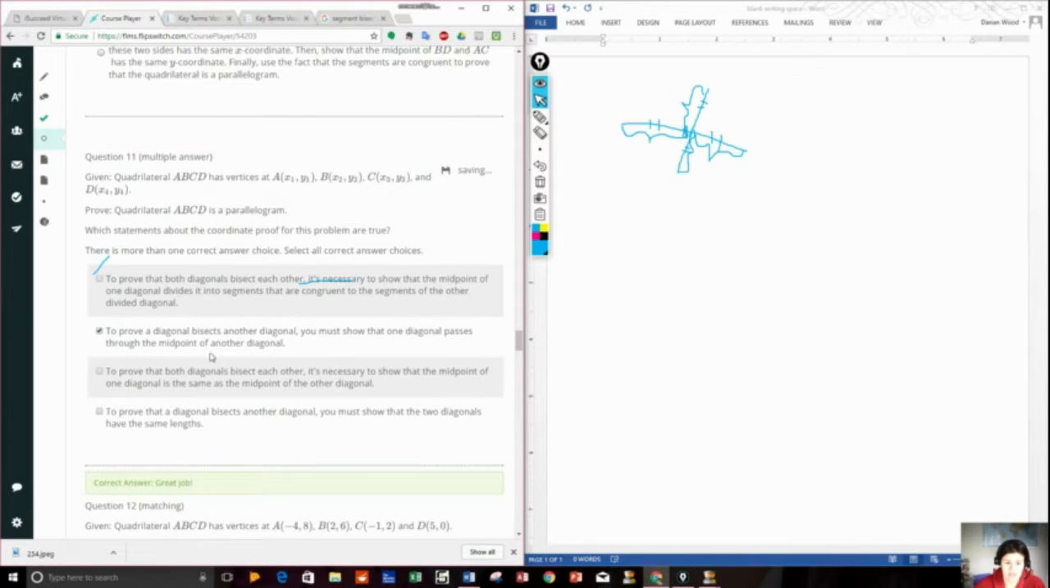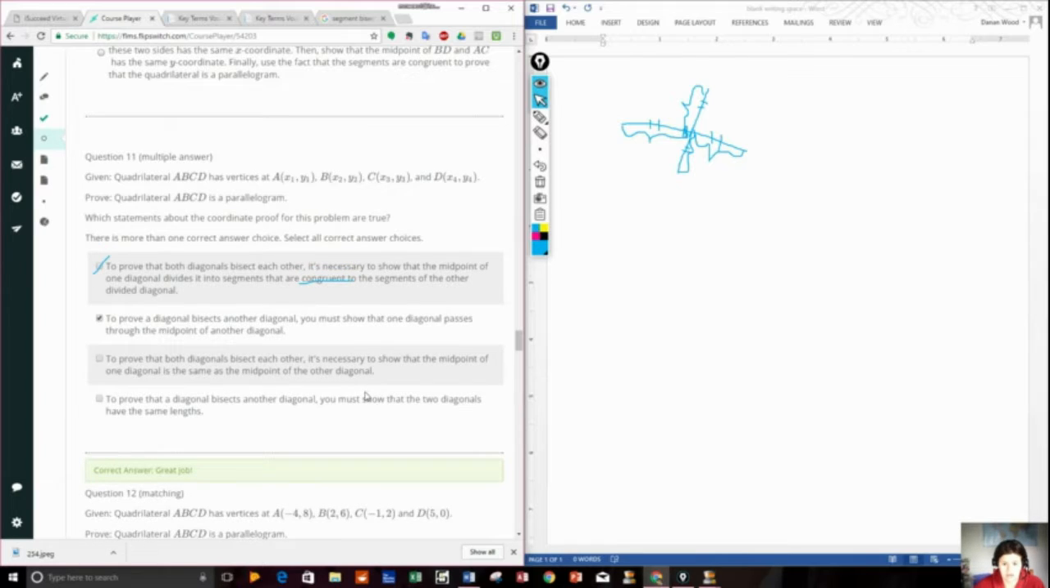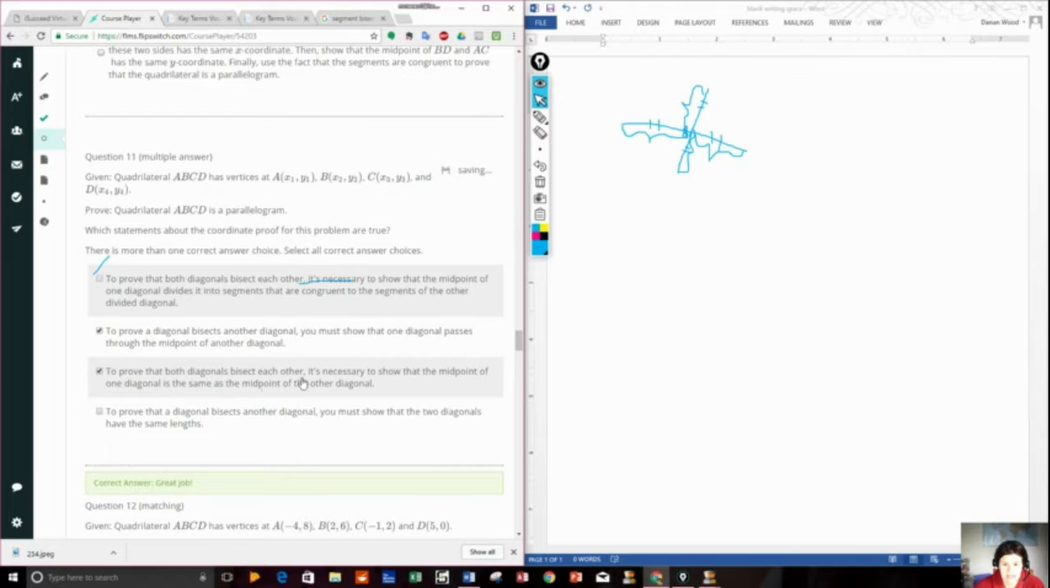So to prove that both diagonals bisect each other, it's necessary to show that the midpoint of one diagonal is the same as the midpoint of the other diagonal. That is also true. They have to have the same midpoint in order to bisect each other. And then, to prove that a diagonal bisects another diagonal, you must show that the two diagonals have the same length.